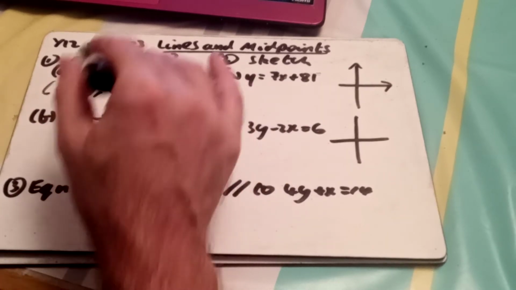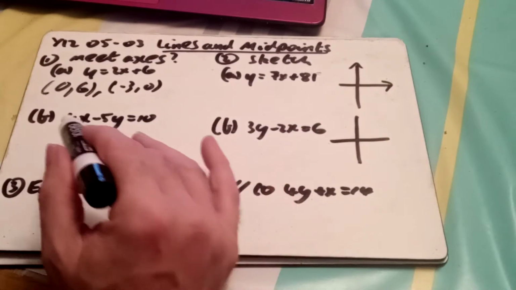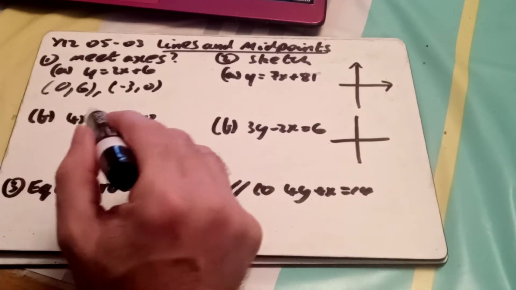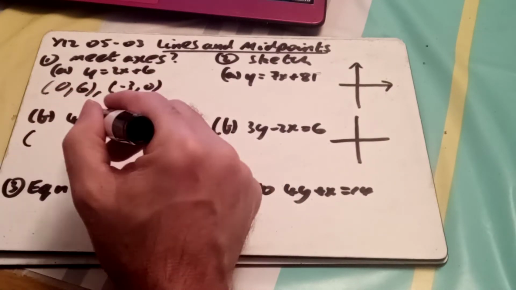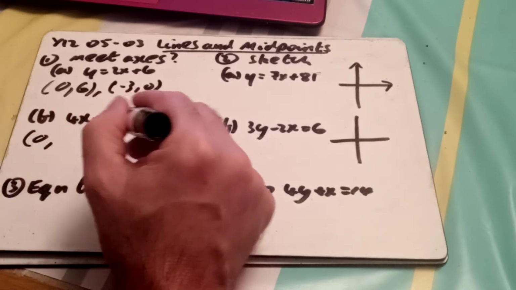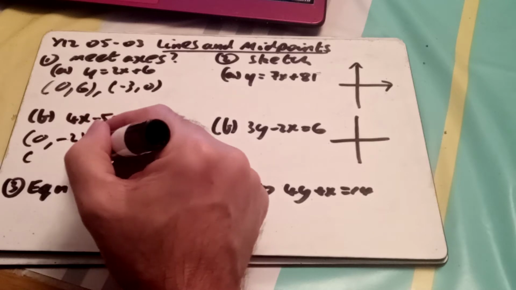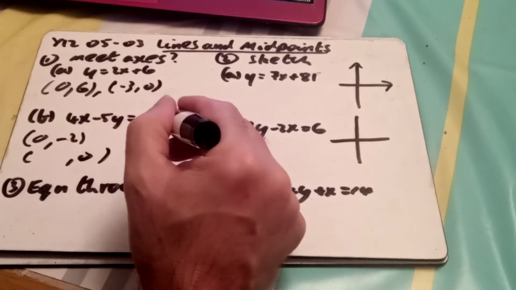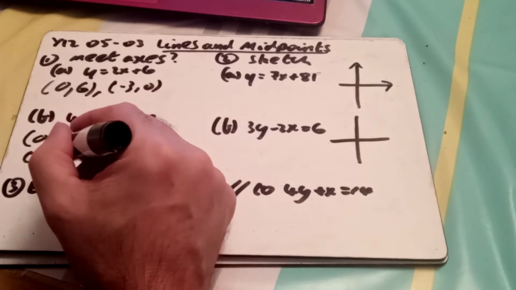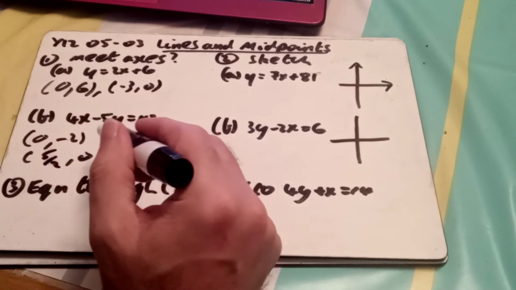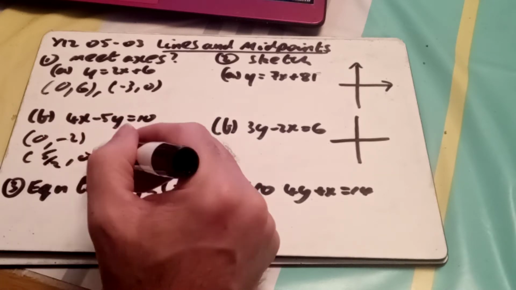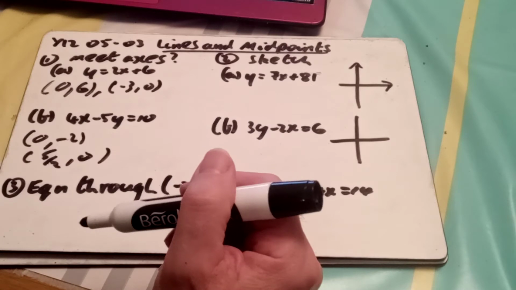And what I can do now, I can plot (0, 6), I can plot (-3, 0), and I can draw the line. Similarly, when it's in this form here, I can quite easily stick in x is 0, so y is minus 2, and y is 0 means 4x is 10, x is 10 over 4, 5 over 2, 2.5. And I can plot (0, -2), I can plot (5/2, 0), and join them up.